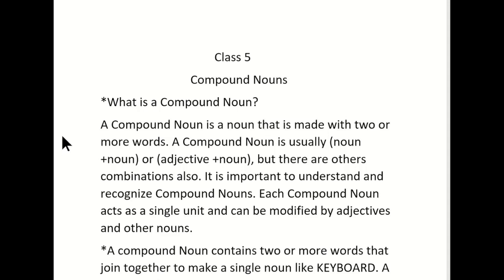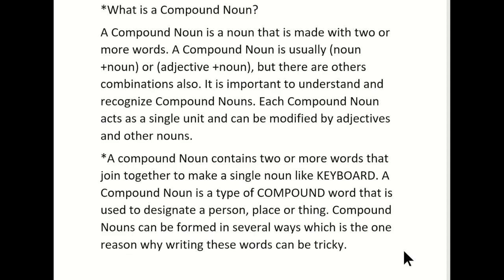What is a compound noun? A compound noun is a noun that is made with two or more words. A compound noun is usually noun plus noun or adjective plus noun, but there are other combinations also. It is important to understand and recognize compound nouns. Each compound noun acts as a single unit and can be modified by adjectives and other nouns.